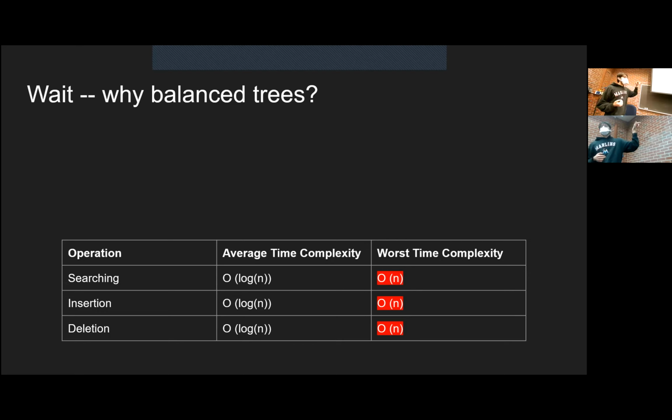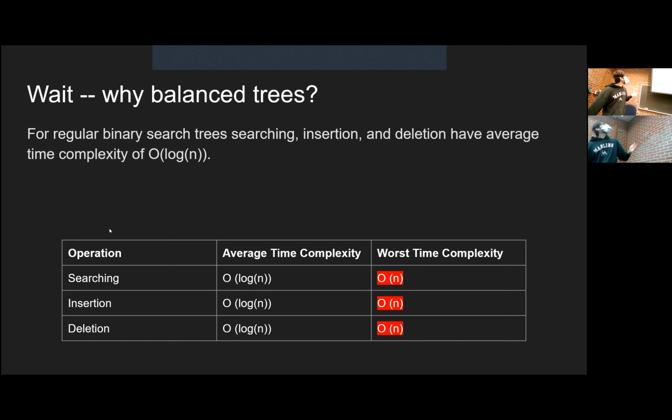So you can go left or right at each node, and the height is only log n, so you only have to go through log n. So for a regular binary search tree, insertion and deletion have average time complexity of log n, but it might be worse.